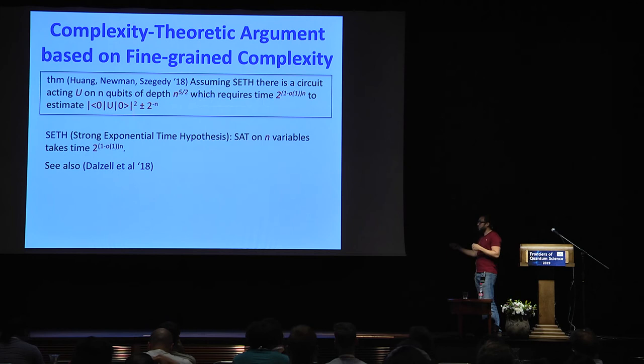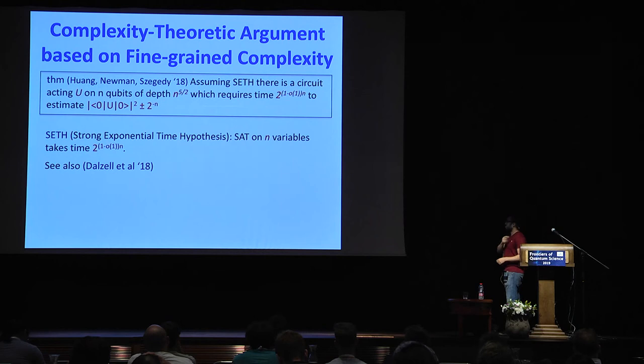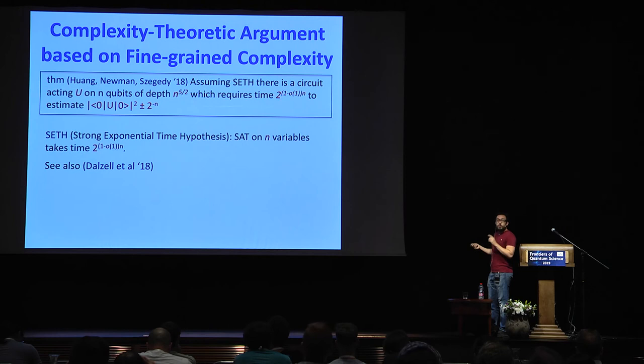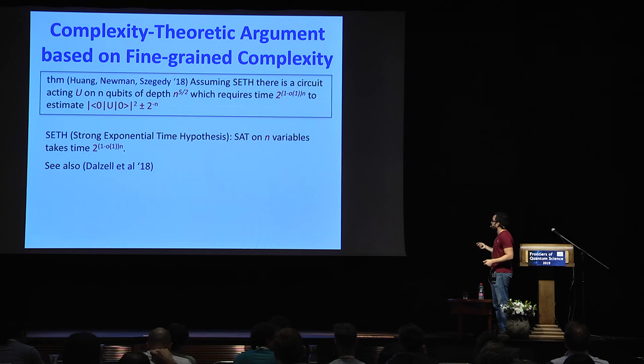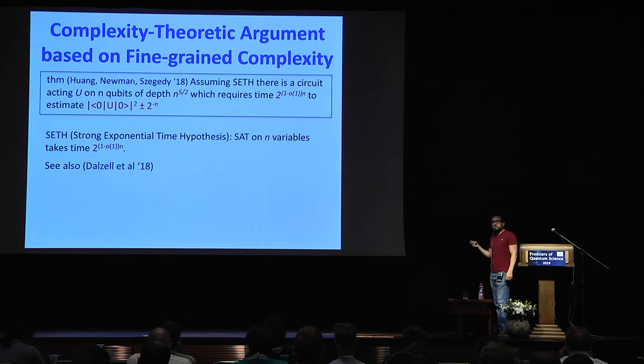People use this a lot in classical computer science, even though some people might have doubts, but there are no algorithms that do better. Then assuming this conjecture, what they show is that there is a circuit, not a random circuit, but a particular circuit, running at depth big, like n to the 5 over 2. That's also in a different ballpark from the depth that we have in this future experiment, which requires exponential time. The small o(1) is something that goes to zero when n grows. So really it takes time 2 to the n to estimate this transition probability exactly to the accuracy that we care about before.